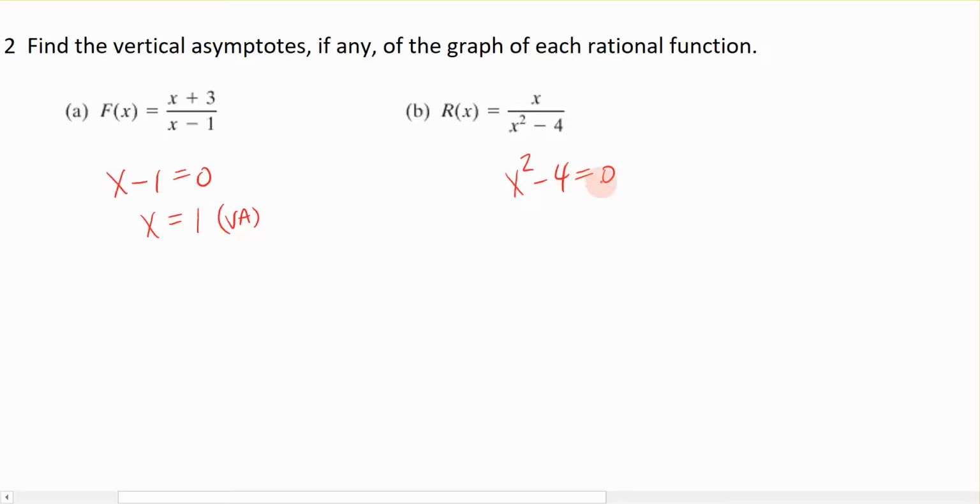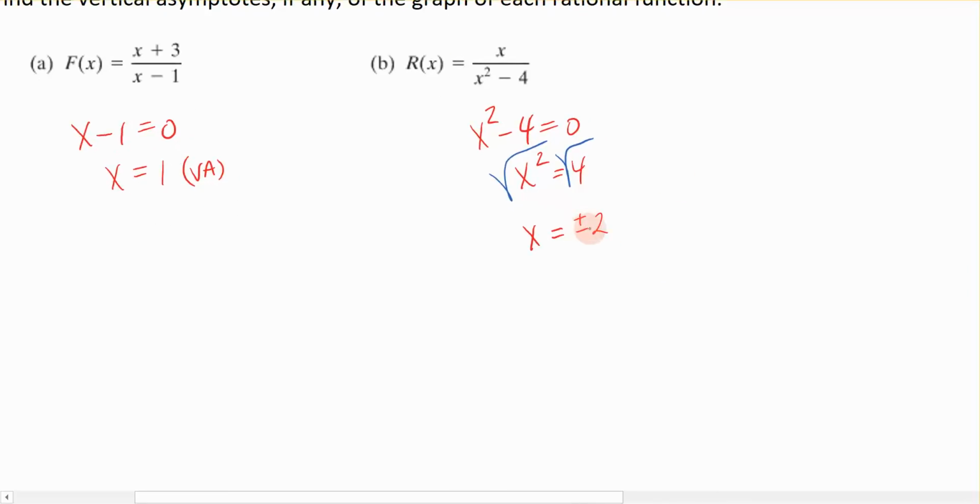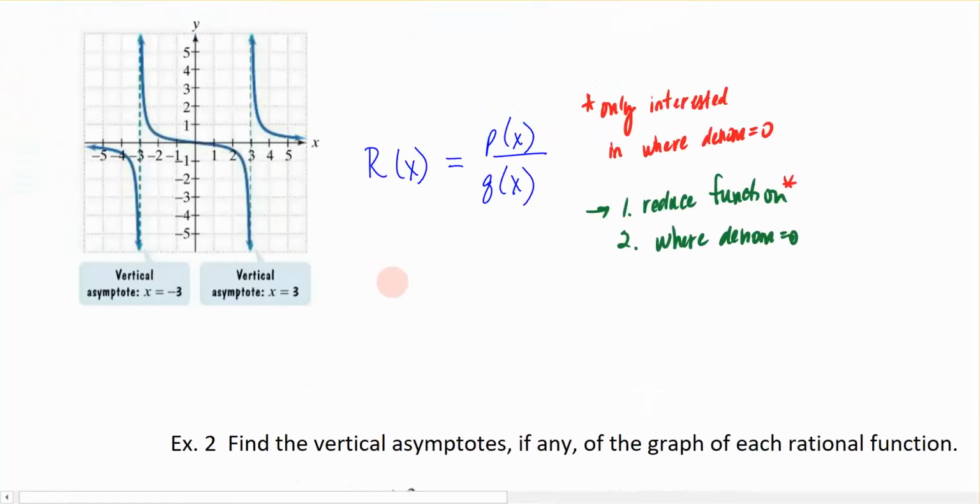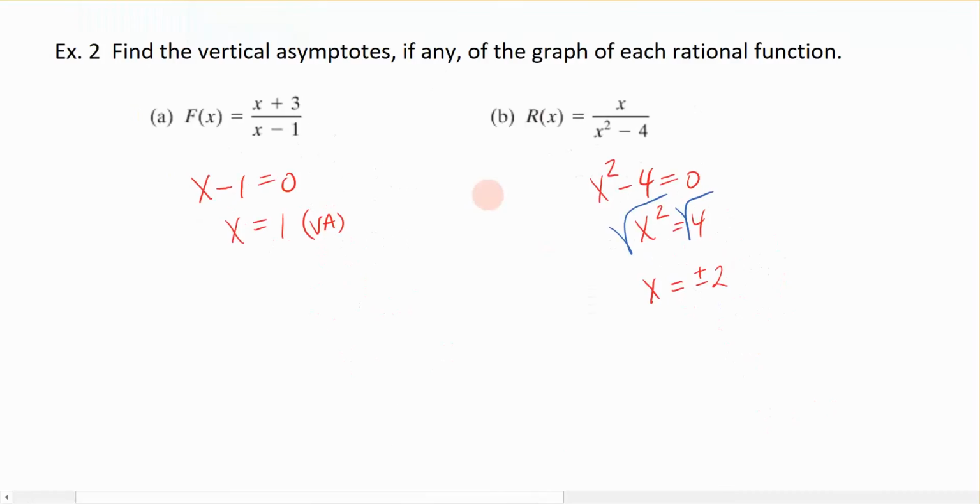So I have x squared minus 4 equals 0. I'm going to add 4 to the right-hand side. I get x squared equals 4. Let's take the square root of both sides, and I'm going to find out that x is equal to the square root of 4, which is plus or minus 2. This tells me that I have vertical asymptotes when x is equal to positive 2 and when x is equal to negative 2, similar to this graph that you see right here, positive and negative 3. So these were the vertical asymptotes for that function.